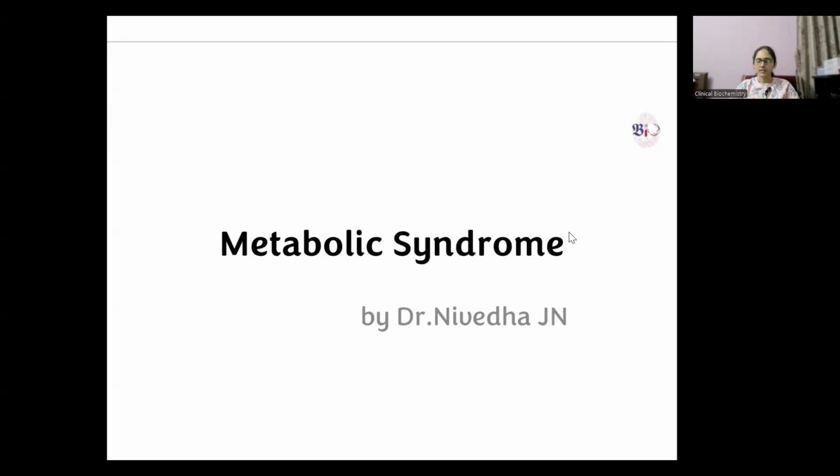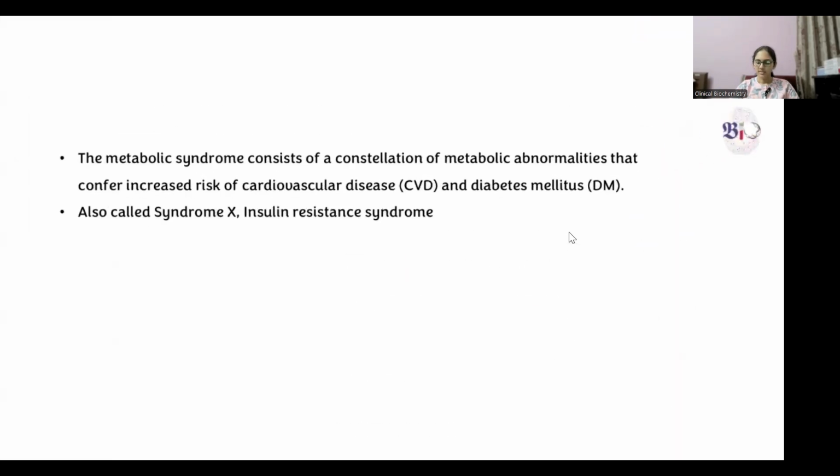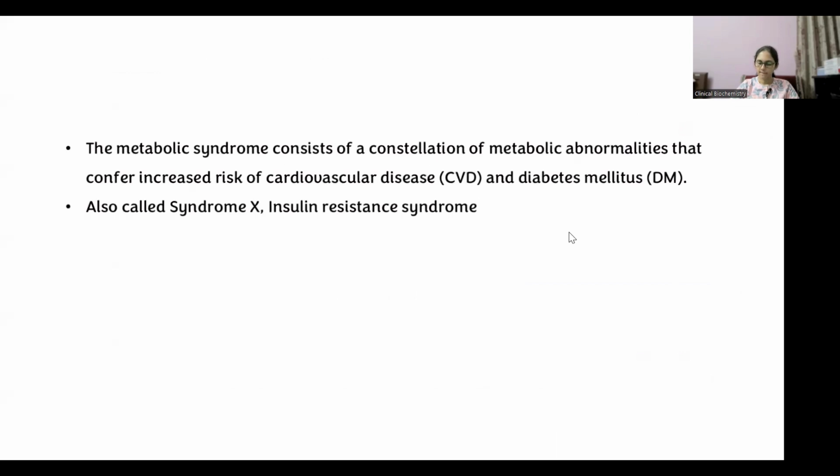So metabolic syndrome, what is metabolic syndrome? This is actually a constellation of metabolic abnormalities, right? So there is a constellation of metabolic abnormalities, and that put together is going to increase the risk for cardiovascular disease and diabetes mellitus progression. So that is the significance of metabolic syndrome.